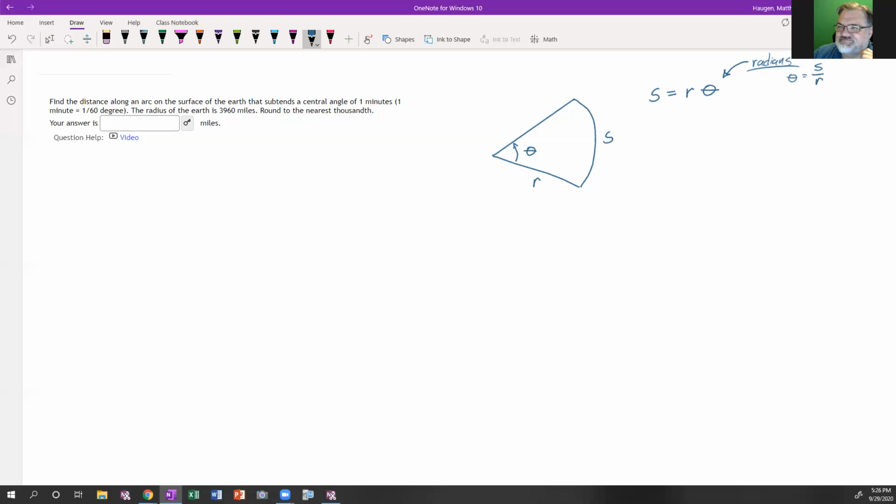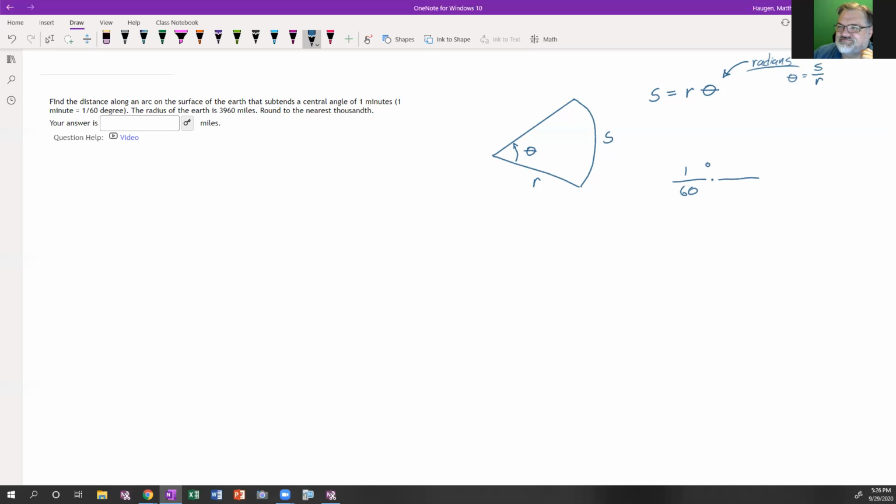So find the distance along the arc on the surface of the Earth, subtended by 1 minute. Subtended just means that goes through the angle of 1 minute. Reminding you from your reading that 1 minute is a 60th of a degree. So we have 1/60th of a degree. And to use this tool, we've really got to turn that into radian measure.